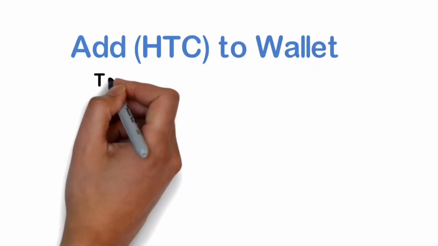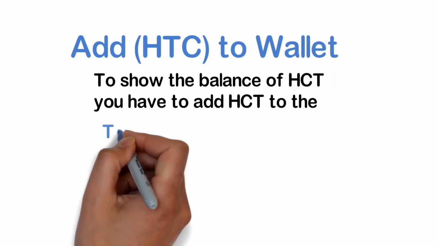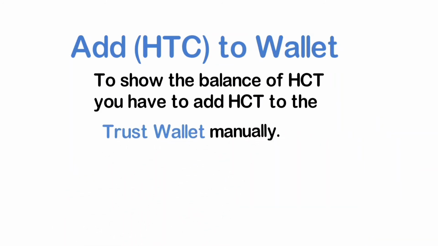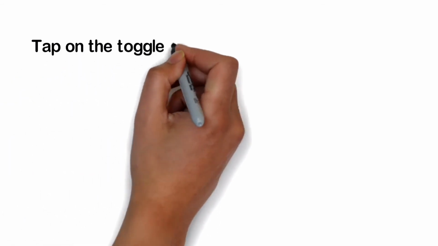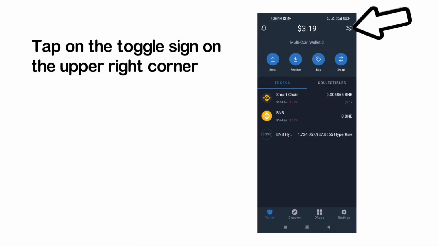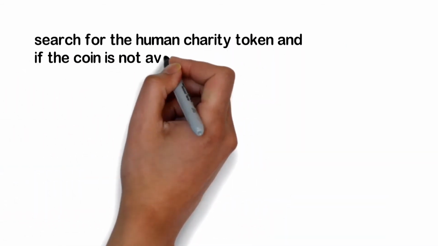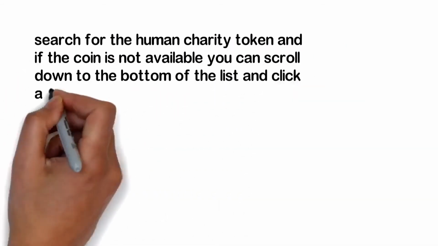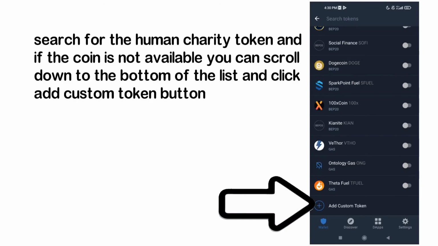Add Human Charity Token to wallet. To show the balance of Human Charity Token, you have to add Human Charity Token to the Trust Wallet manually. Tap on the toggle sign on the upper right corner. Search for the Human Charity Token, and if the coin is not available, you can scroll down to the bottom of the list and click Add Custom Token button.